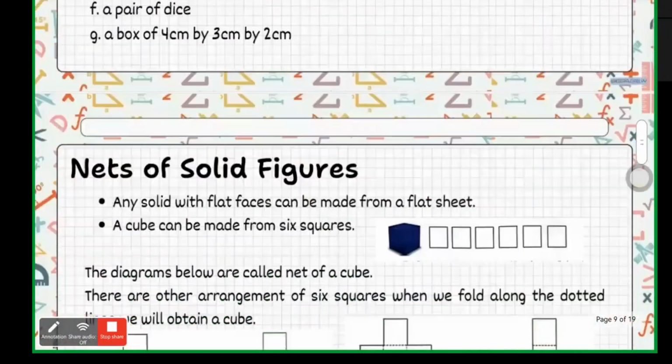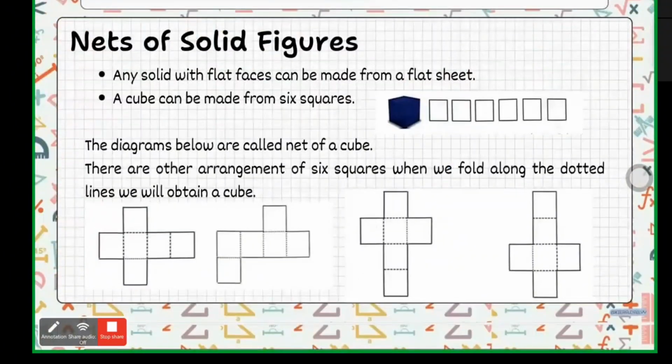For the next lesson, we have nets of solid figures. Everybody, nets of solid figures. What are nets of solid figures? When we say nets, imagine that you open a box or a cube, and then you can divide it into 6 equal squares.